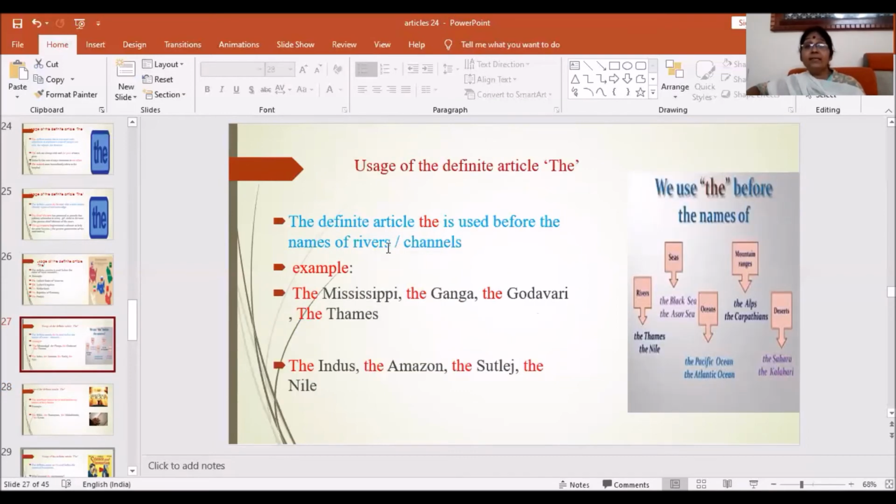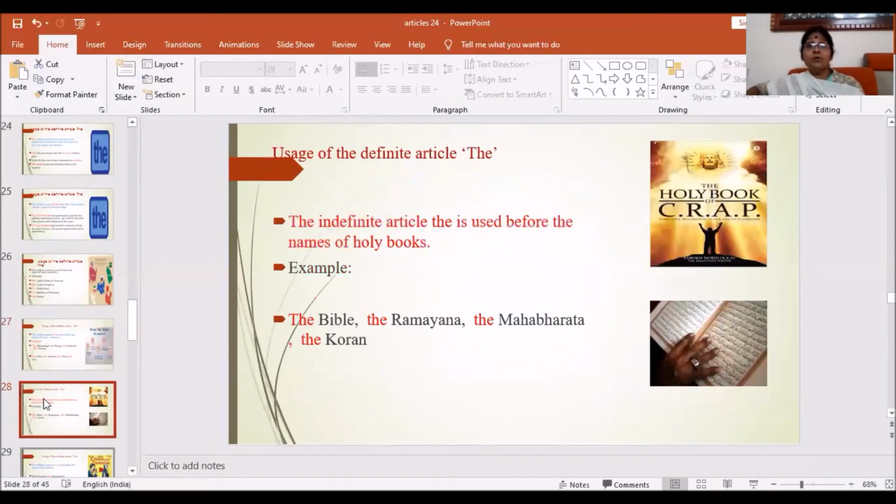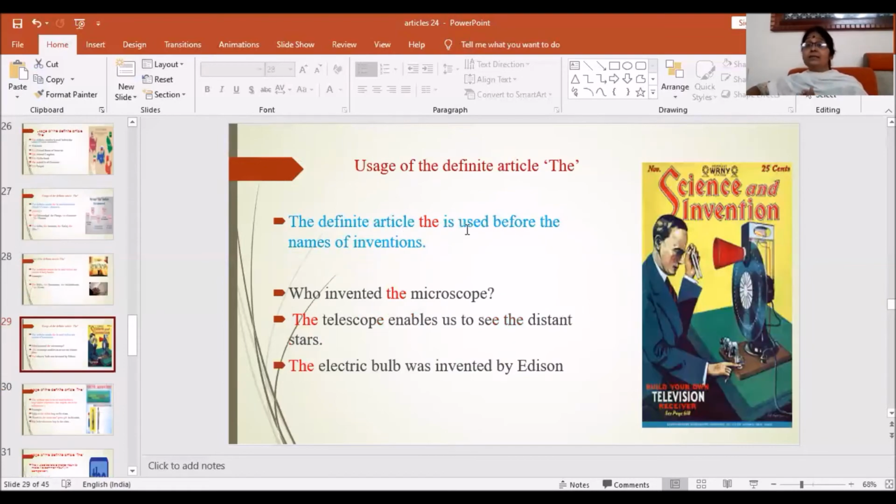Then the definite article the is also used before the names of holy books. When we are referring to holy books also, we have to use our definite article the. That is, we say the Bible, the Ramayana, the Quran, the Mahabharata, right? So in this way, we have to use our definite articles whenever we are mentioning holy books. Next is that the definite article the is used before the names of inventions. Where do we use it? We use it before the names of inventions.